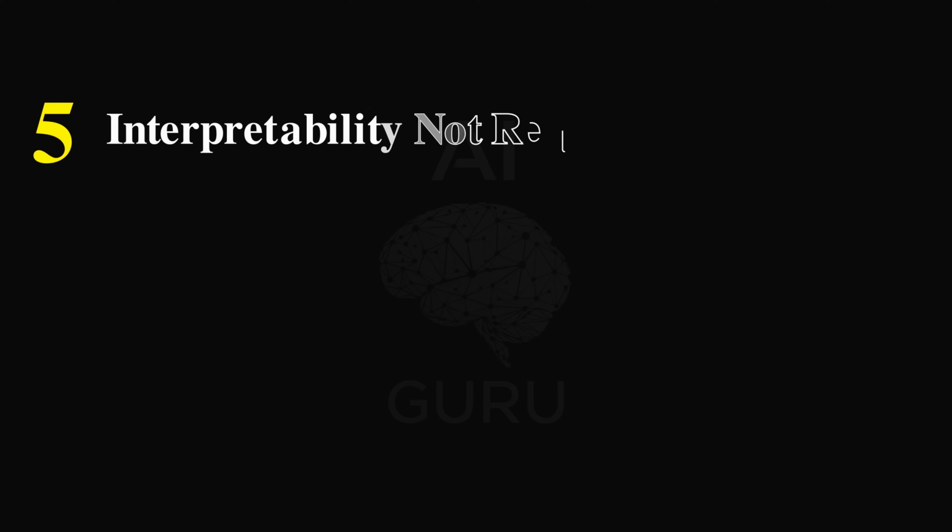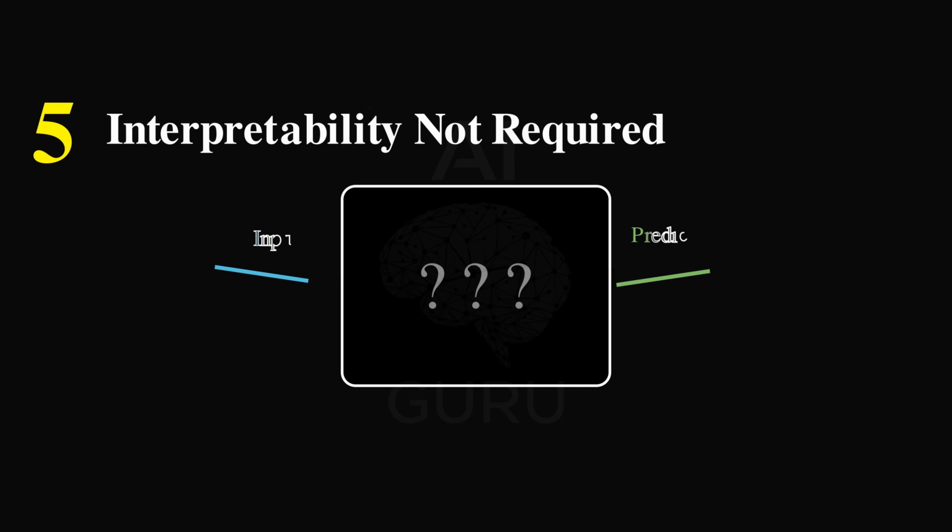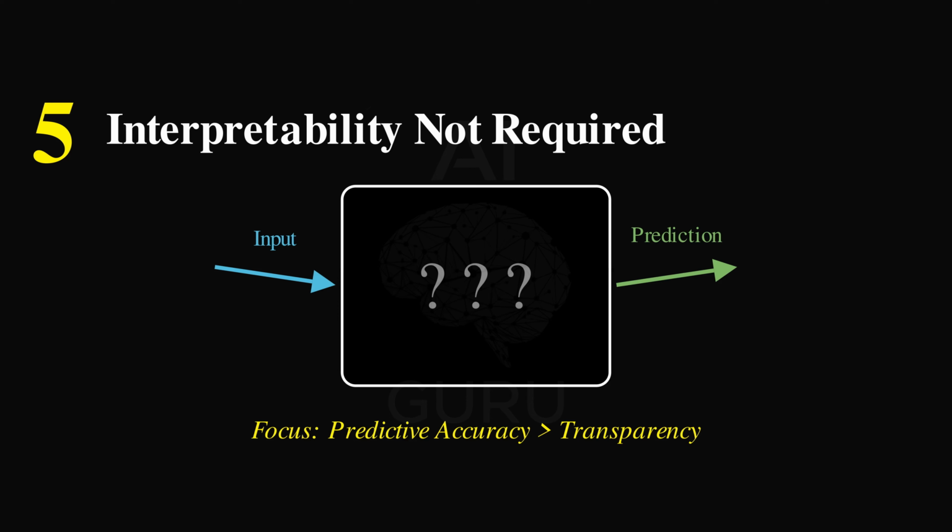Fifth, interpretability is not a concern. The focus is purely on performance. The ability for us, for humans, to understand exactly how the learned function arrived at its answer is secondary. So we prioritize predictive accuracy over transparent reasoning. The whole black box idea.